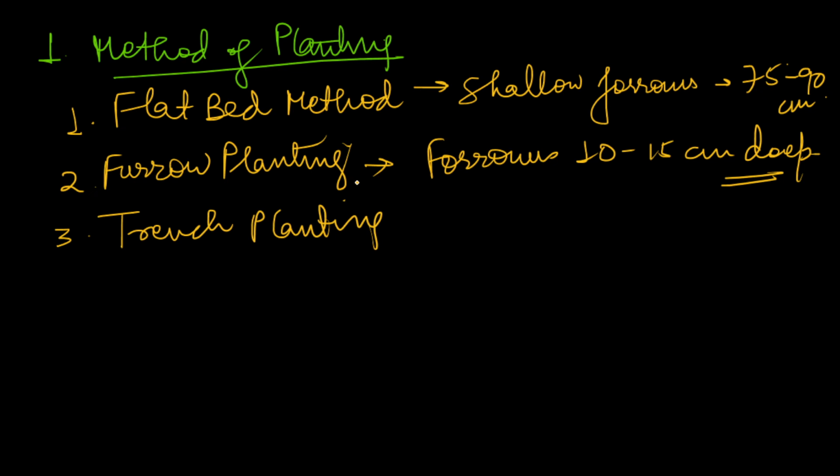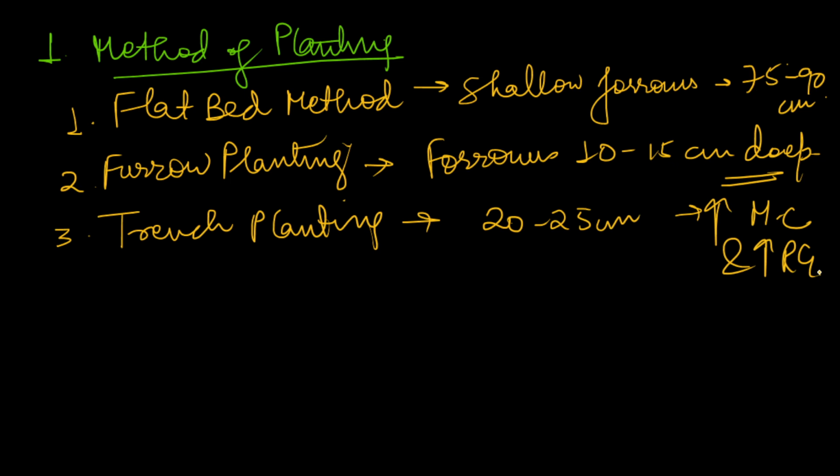Trench planting also involves deep trenches, around 20 to 25 centimeters deep. It helps in better moisture conservation and better root growth. So it promotes moisture conservation and better root growth. That can be mentioned.